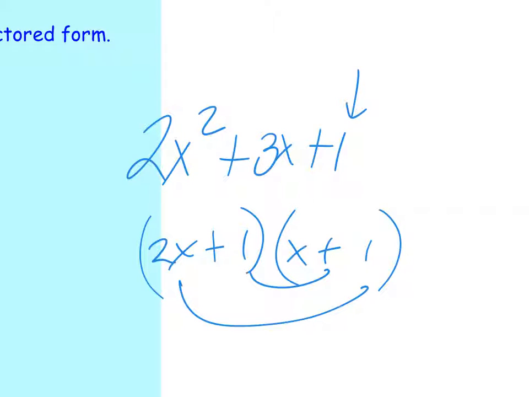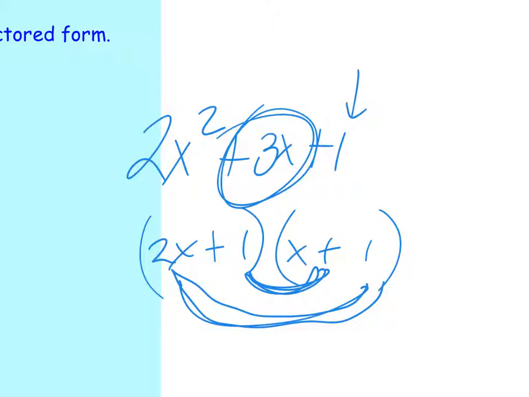Put them together. 2x times 1 makes 2x. 1 times x makes x. Put them together, you got 3x. Yay. But notice, 1 plus 1 does not equal 3. So that's a bad rule.